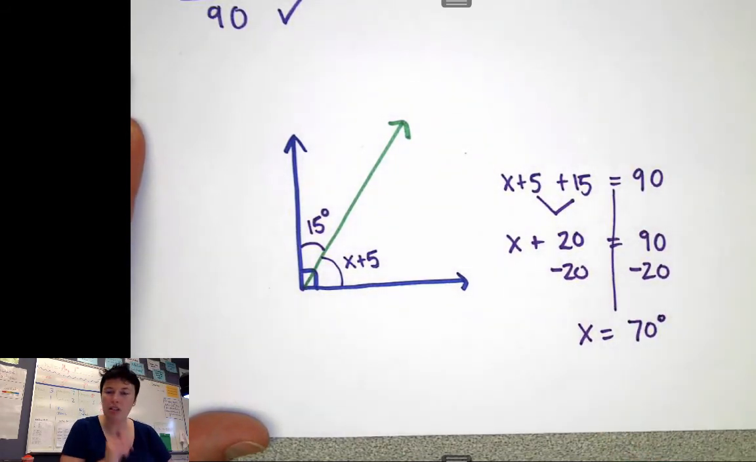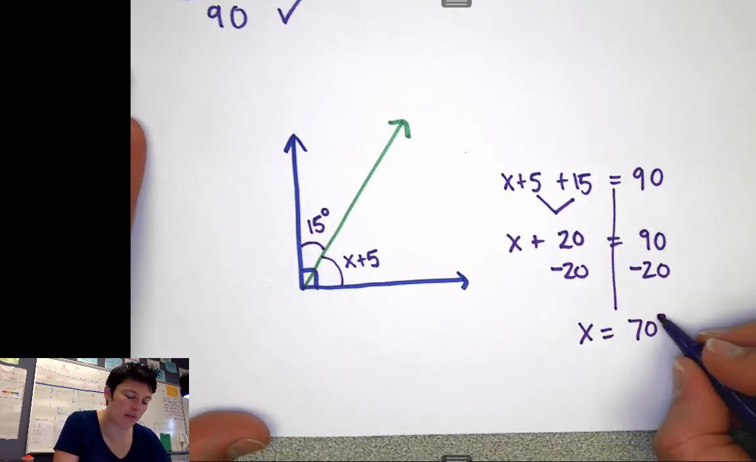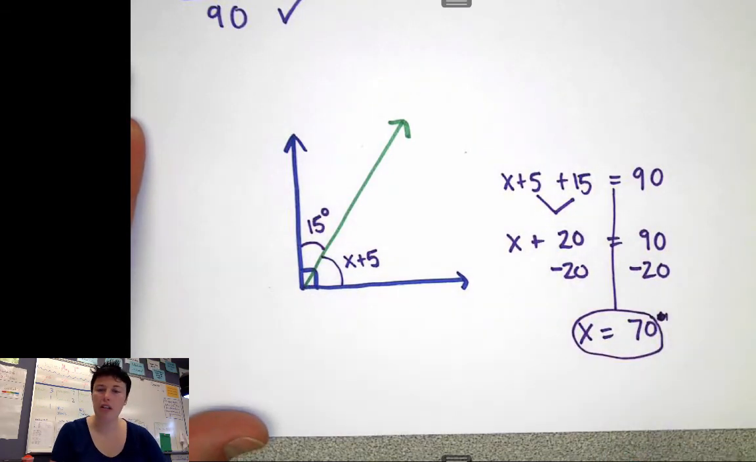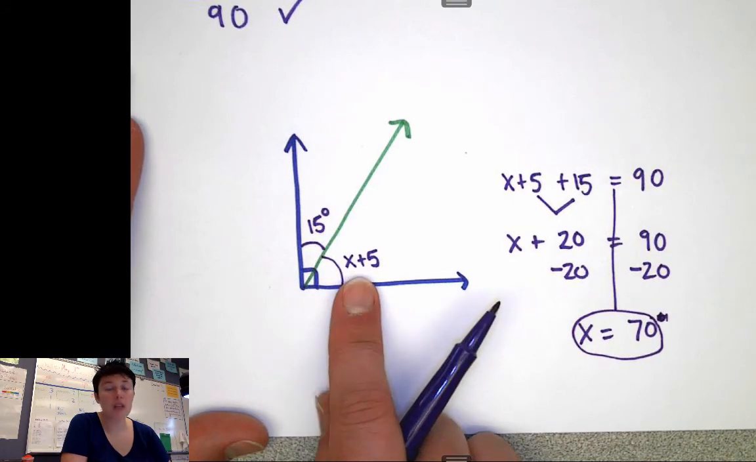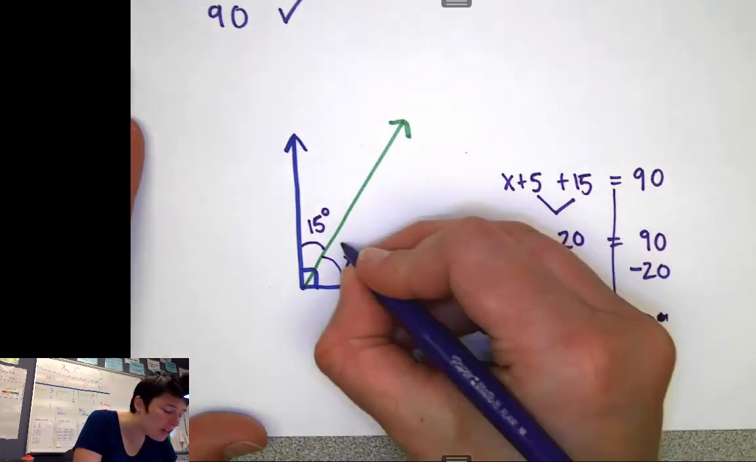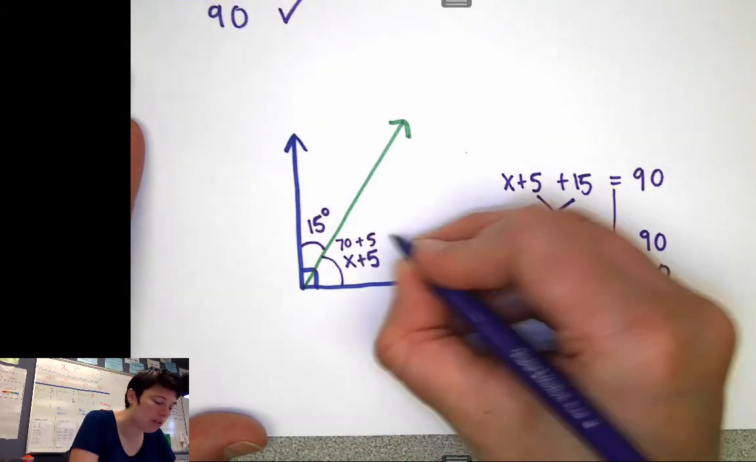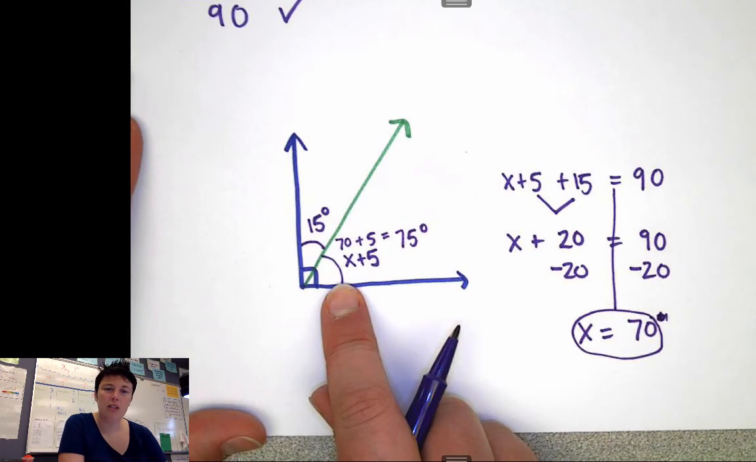So I just did something. I just put the degree marker on there, and then I realized, why did I do that? X is equal to 70, but that's not the degrees. Think about it. This angle was x plus 5. So if I want to know the degrees, it was actually 70 plus 5. So we have an angle that measures 75 degrees in this corner. So it's a 75 degree angle.